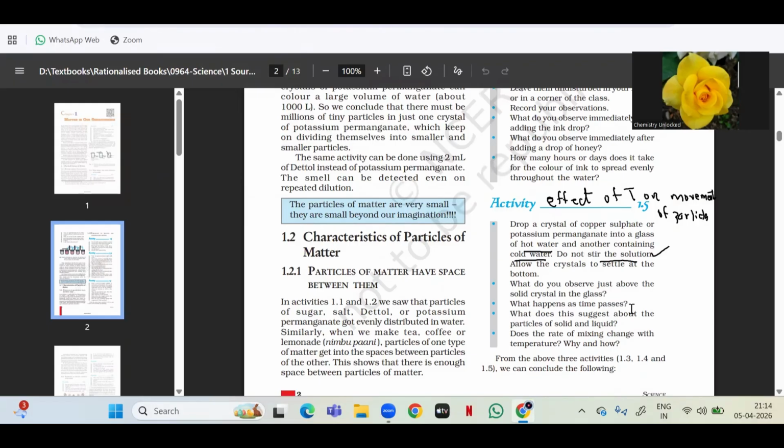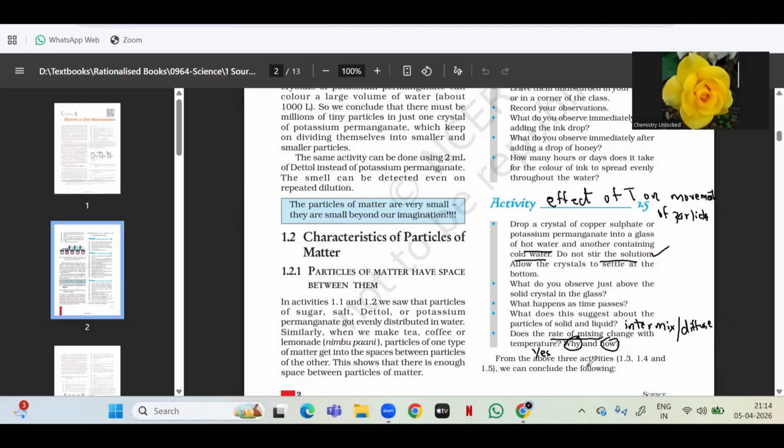What happens as time passes? More and more solid appears to be mixing with water. What does this suggest about the particles of solid and liquid? It suggests that the particles intermix, which in chemistry language is called diffusion. The particles diffuse, meaning they intermix with each other even though you are not stirring. Does the rate of mixing change with temperature? Or we can say, does the rate of diffusion change with temperature? Yes. Why and how? These are the two questions we need to answer.